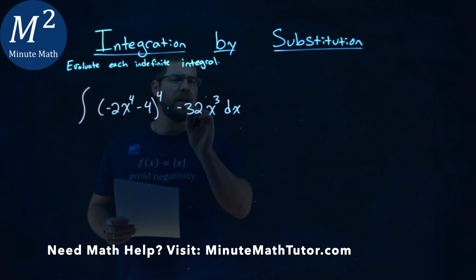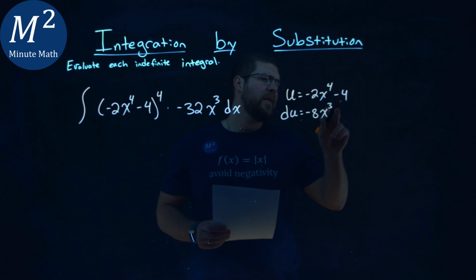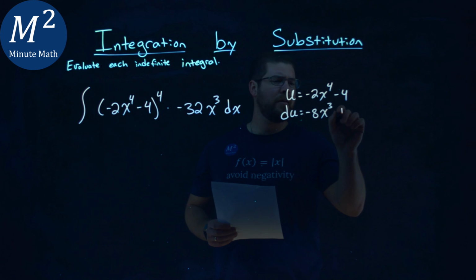Take the derivative. 4 times a negative 2 is a negative 8x to the third power. Subtract the exponent by 1. Then the derivative of negative 4, which is 0. And then we have a dx here. So now I want to rewrite this integral in terms of u.